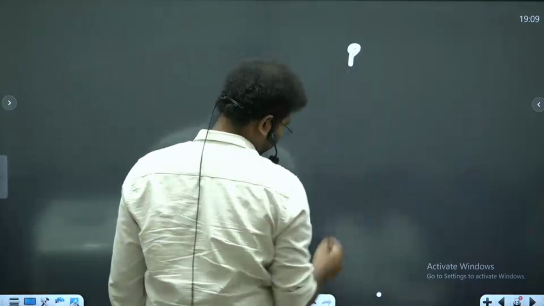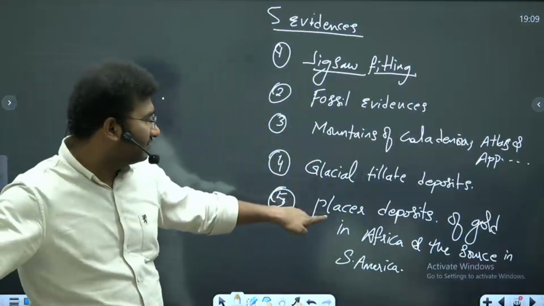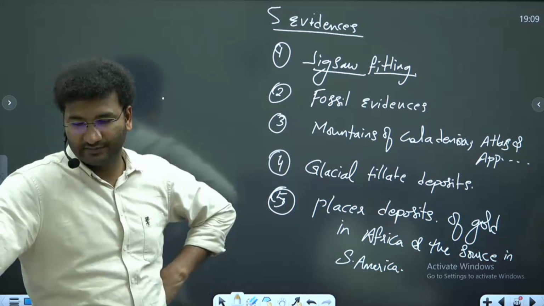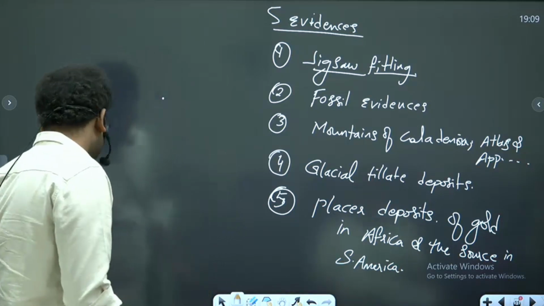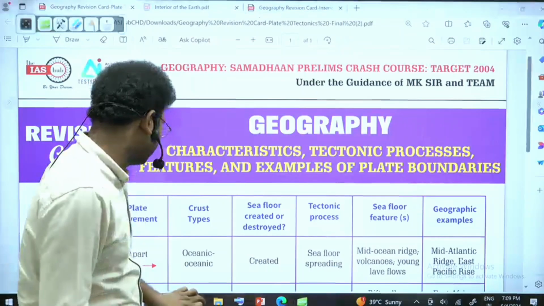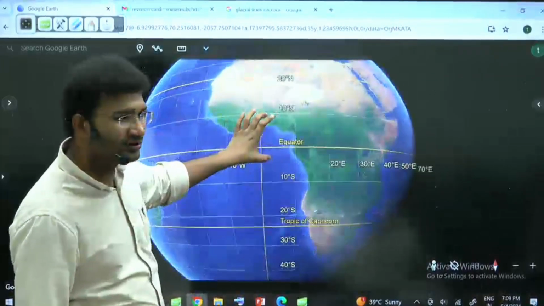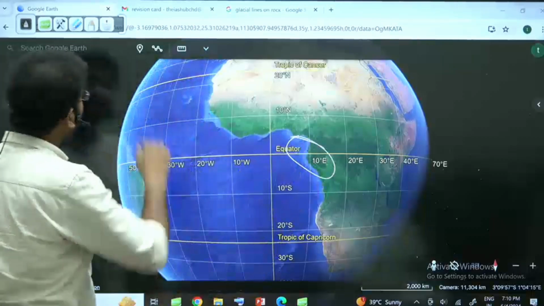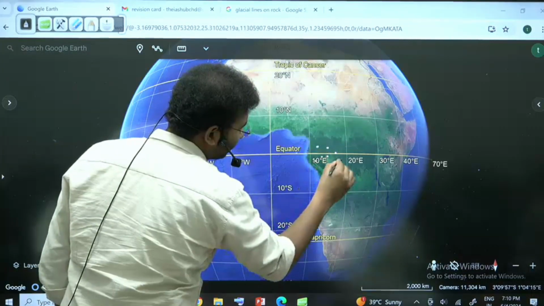What are placer deposits? Anyone? The next, placer deposits of gold. Placer deposits of gold veins. See, placer deposits means, he went and studied Ghana coast. Now, where is Ghana coast? Near to the equator. This is Ghana coast. Okay? He started to study this part of the area, and while he studies, he found that there are some small placer deposits of gold.